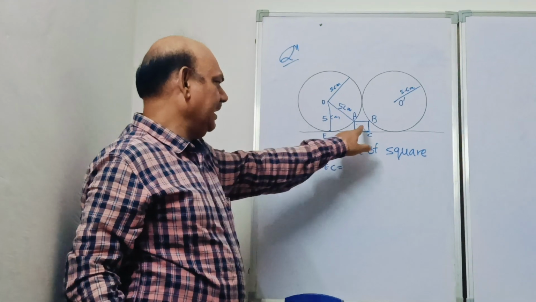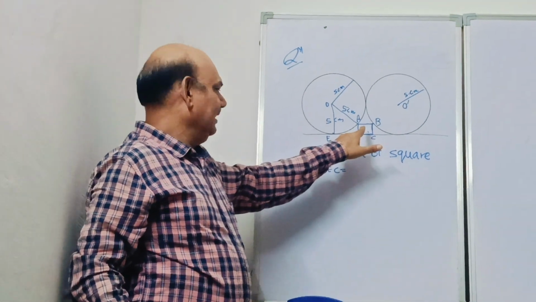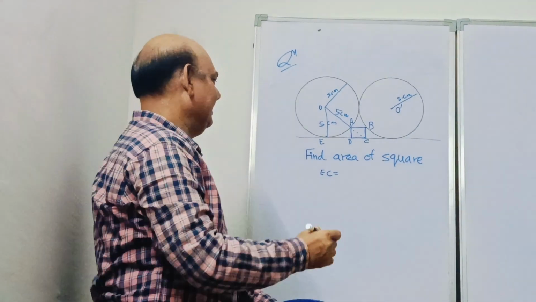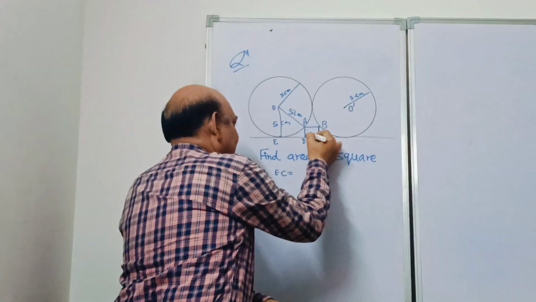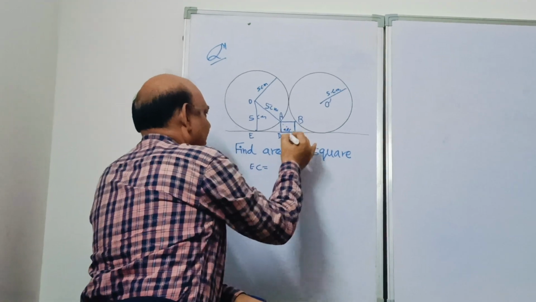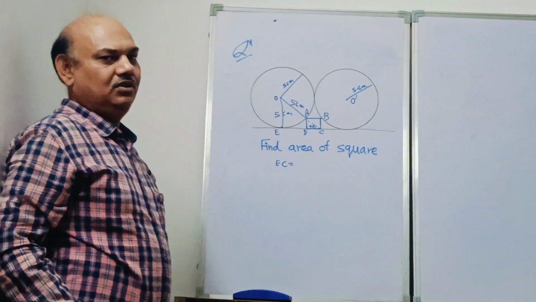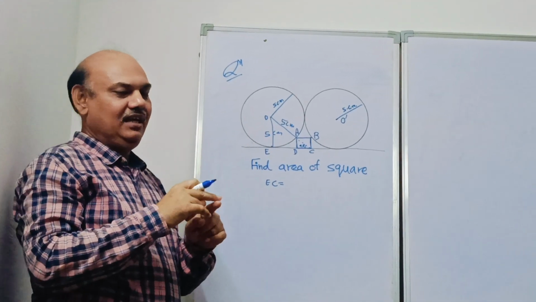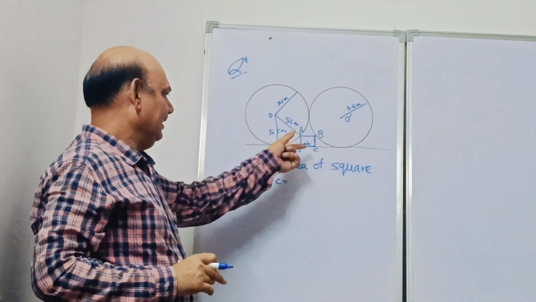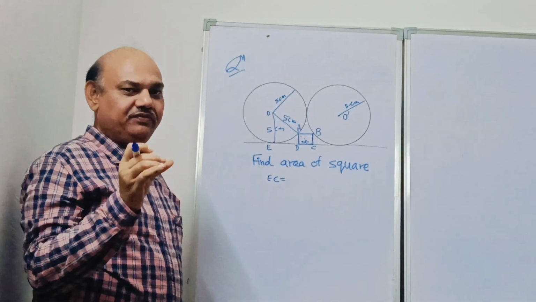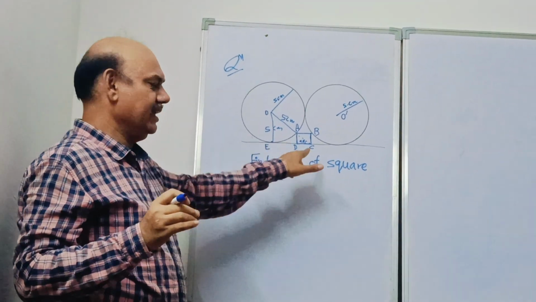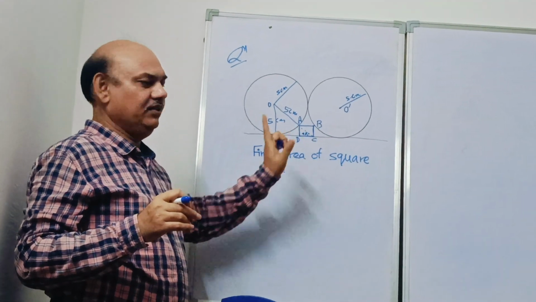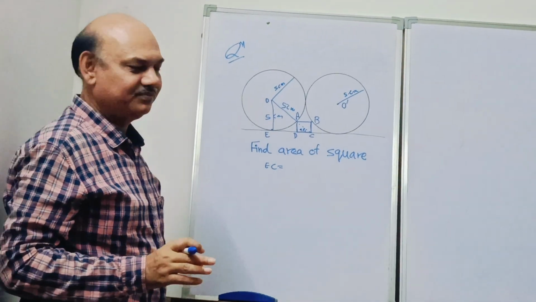Do you know what this angle is? This angle is 45 degree. Why 45? Because in any square, the diagonal makes a 45 degree angle with the base. Because this angle is 90 degree, so this angle is 45 degree. Is it clear?